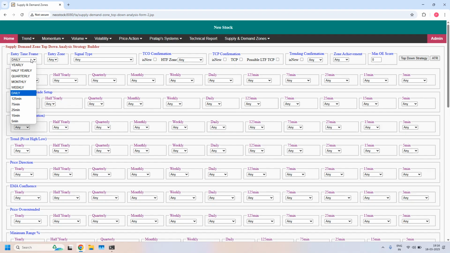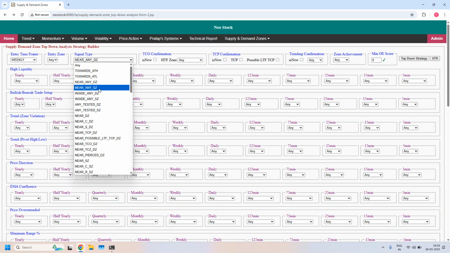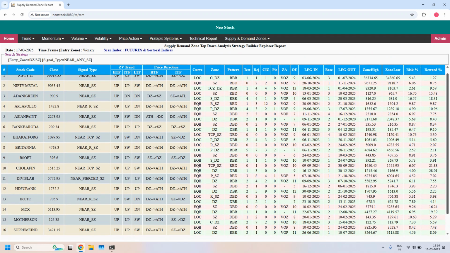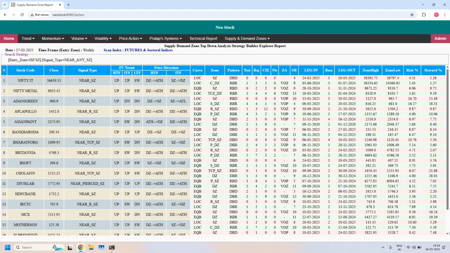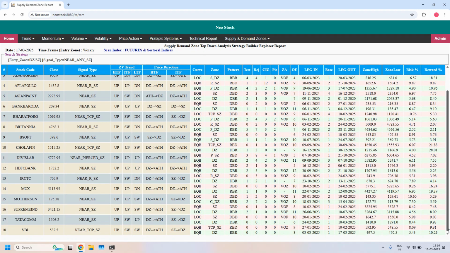Next time frame is weekly. Stocks near weekly demand zone. We got 5 stocks. Next, stocks near to the weekly supply zone. We got 18 stocks. First 15 stocks in the list. I'm scrolling the list down. So total 18 stocks.